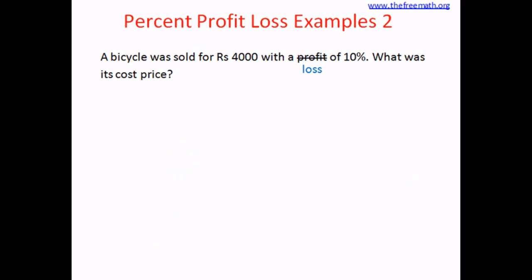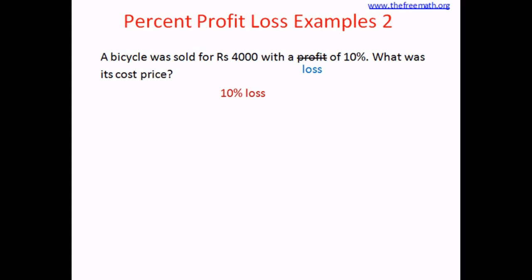Instead of profit, I'm going to make it loss. So the problem looks like this. A bicycle was sold for 4,000 rupees with a loss of 10%. What was its cost price? So we have 10% of loss here.